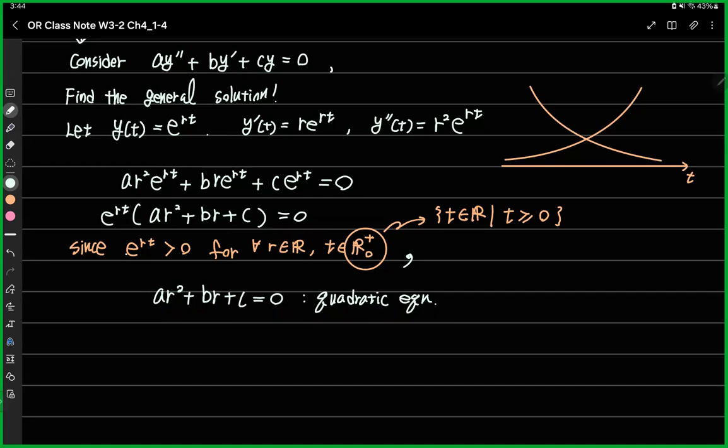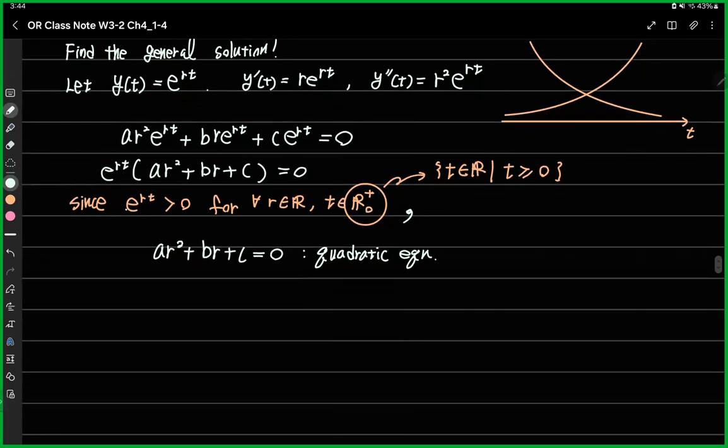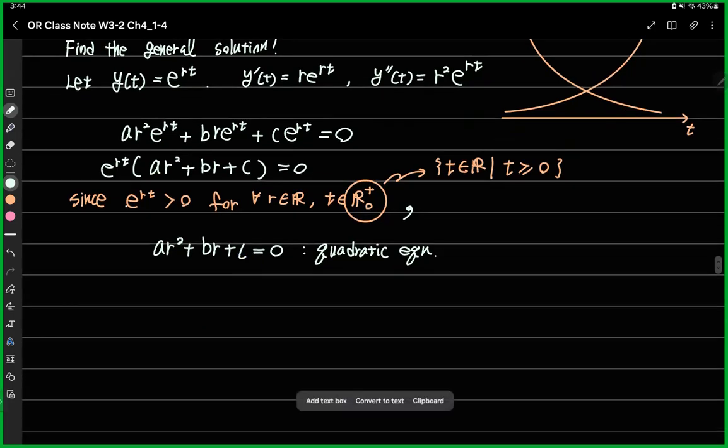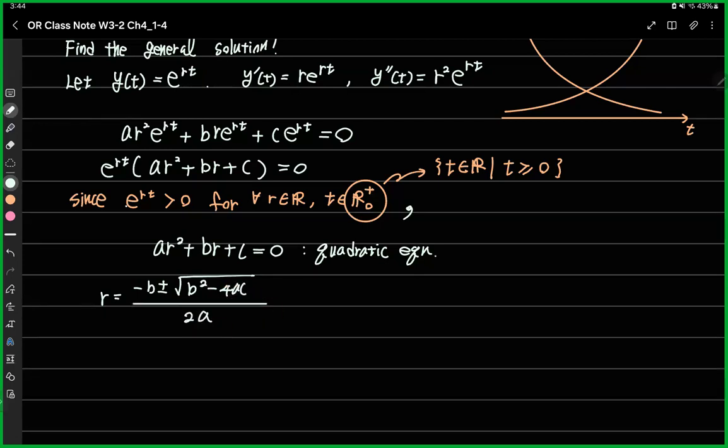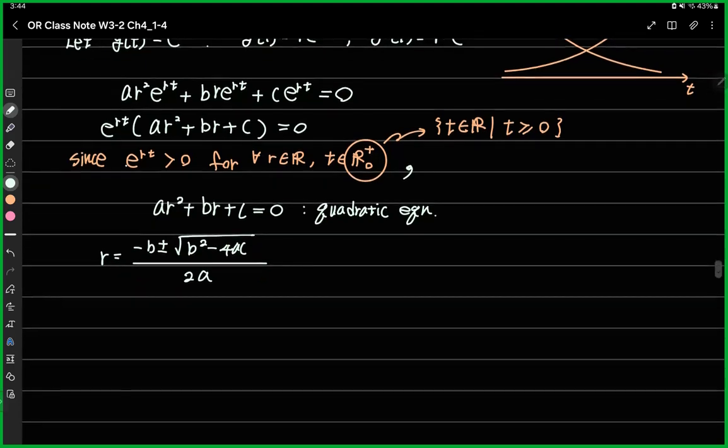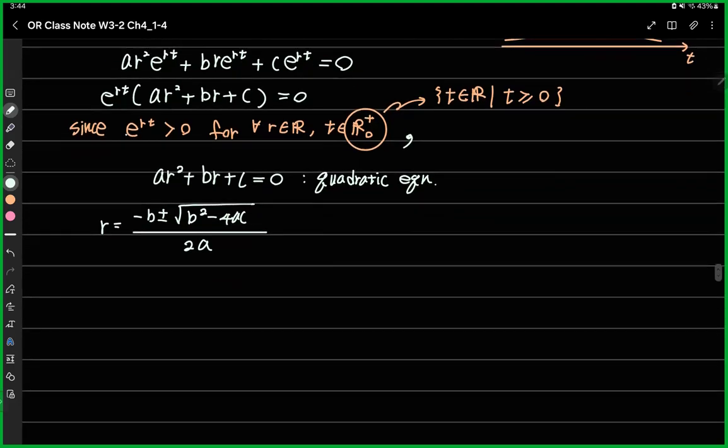Okay. So we know the solution of that quadratic equation. r is equal to minus b plus or minus the square root of b squared minus 4ac, over 2a, is it? Okay. Now then what?